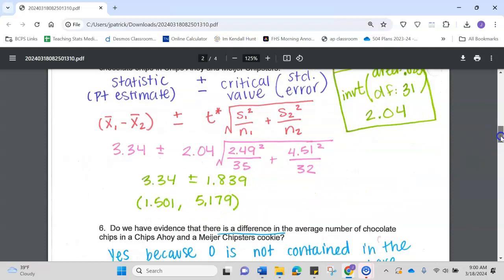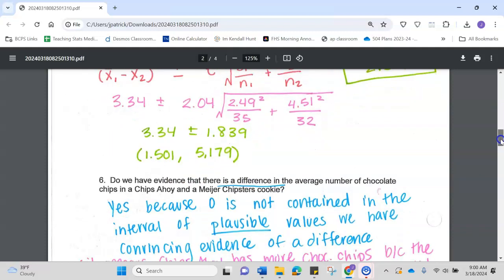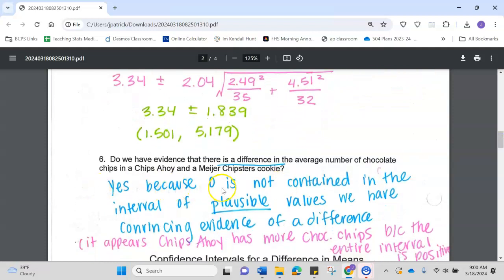So do we have convincing evidence of a difference? Yeah, we don't think that there isn't a difference. Yes, because 0 is not contained in the interval of plausible values. And like I said here in pink, it appears Chips Ahoy has more because the entire interval is positive.